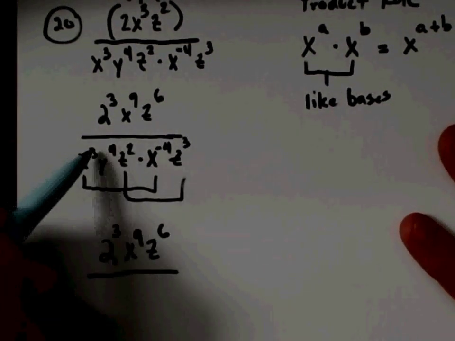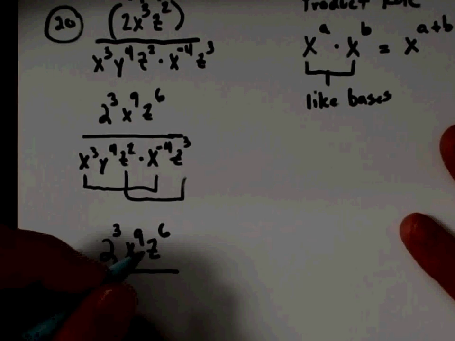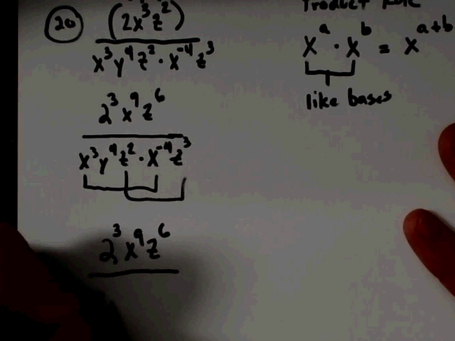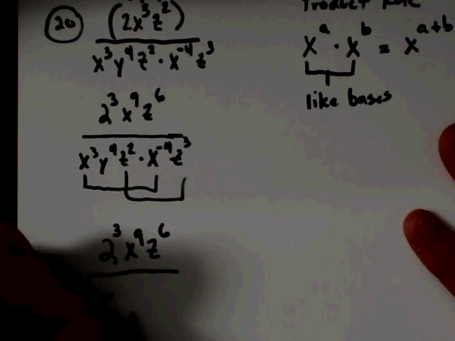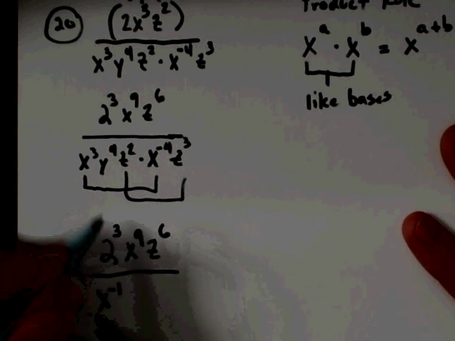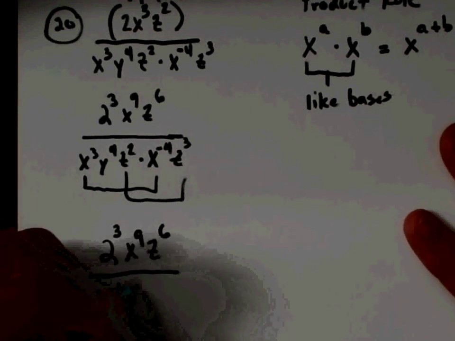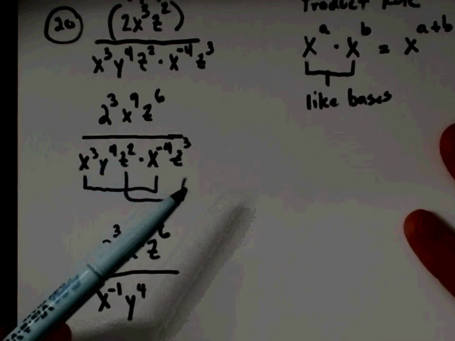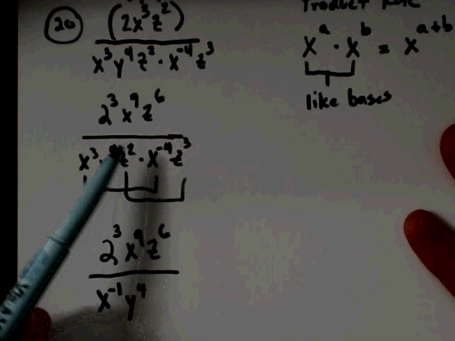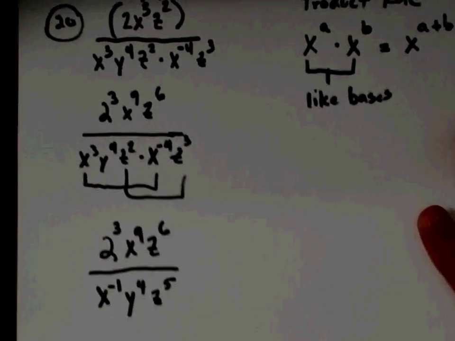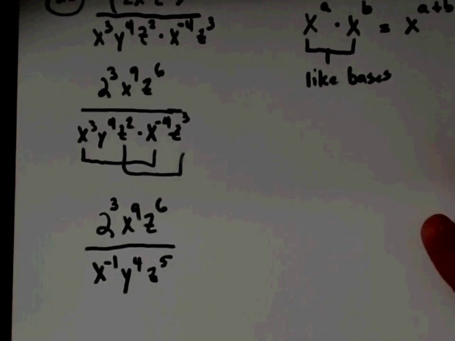So I have 3 plus negative 4. 3 plus negative 4 will be negative 1. Y has nobody to pair up with, so it stays. And now I have z squared times z cubed. So 2 plus 3 is 5. Now we're going to perform the quotient rule.